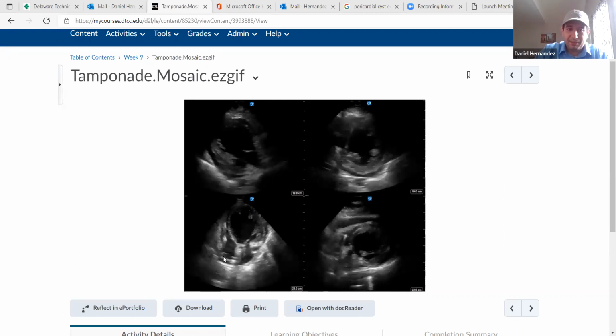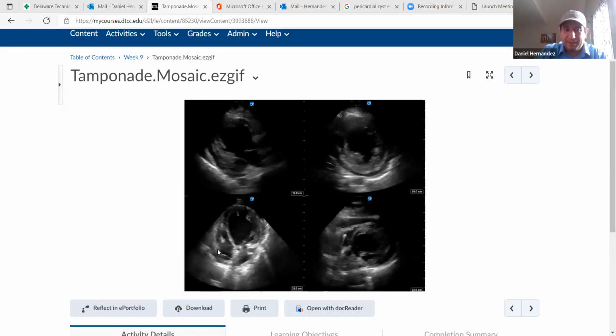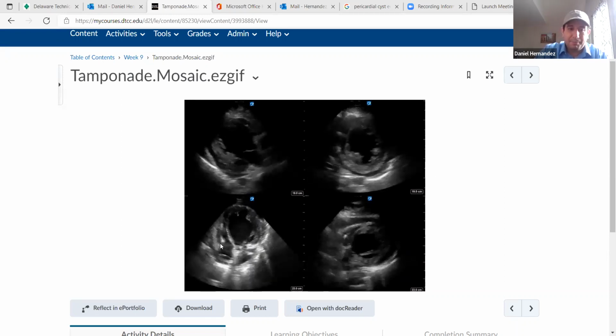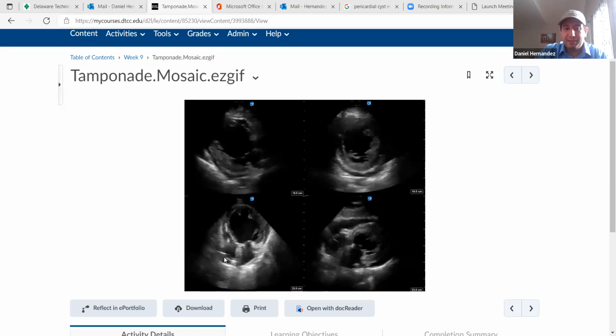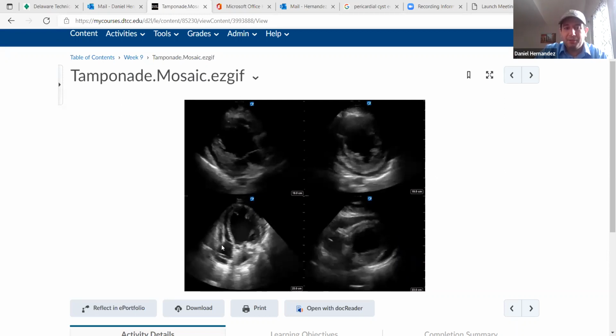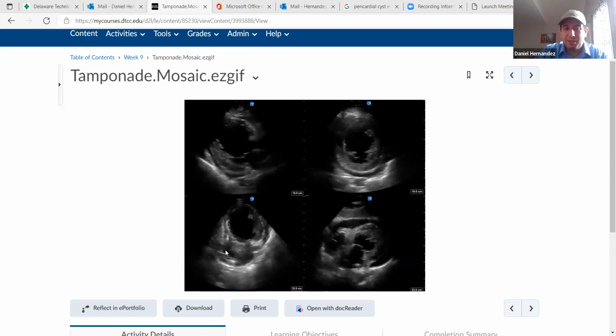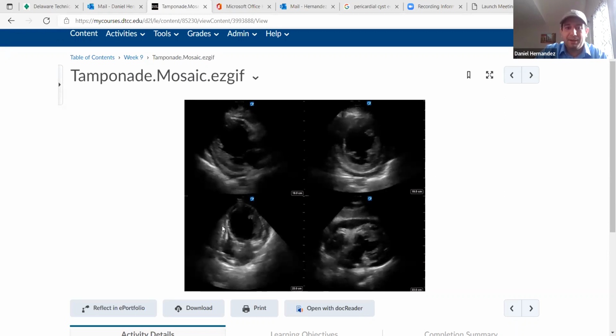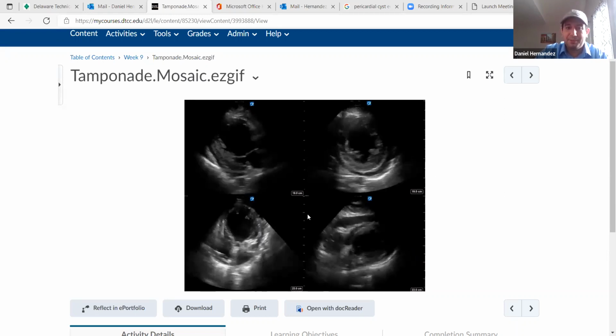You can also see some collapse on this side for the right atrium as well. So you've got some right atrial collapse. But the pressures are much lower in the right atrium. So that's going to be probably the first chamber to exhibit hemodynamic changes. So you'd be able to see right atrial collapse prior to any sort of right ventricular collapse.